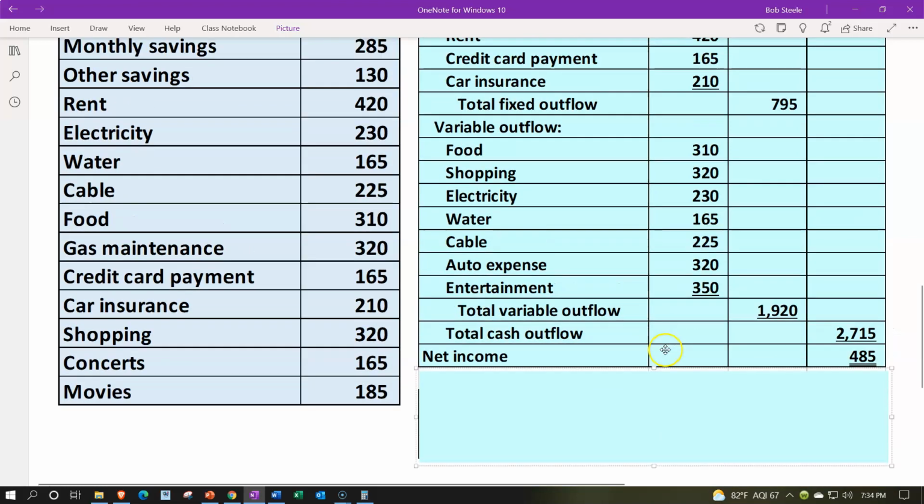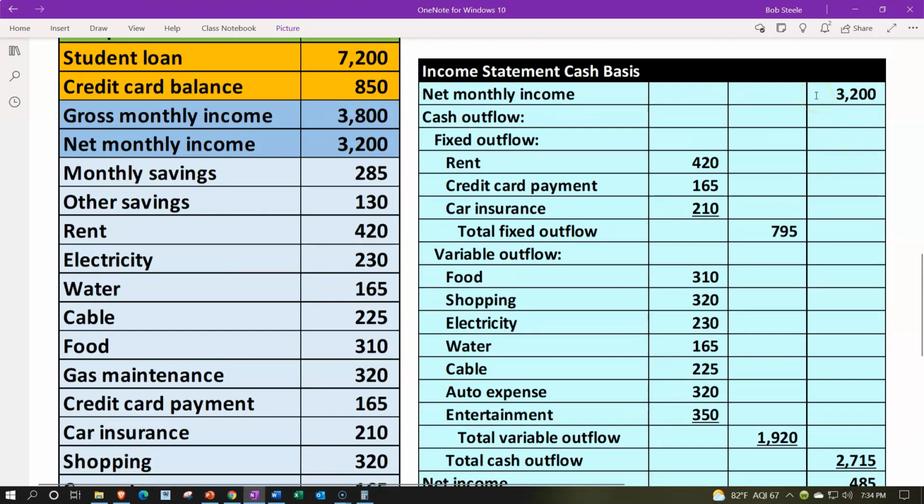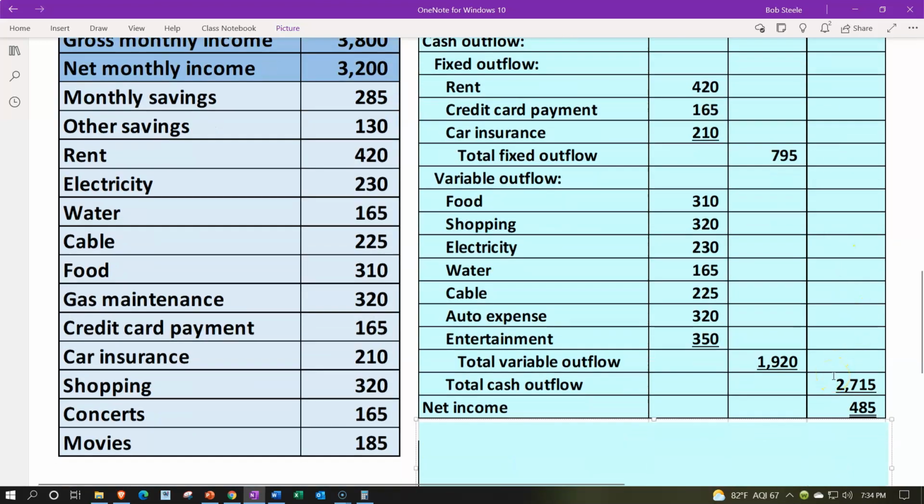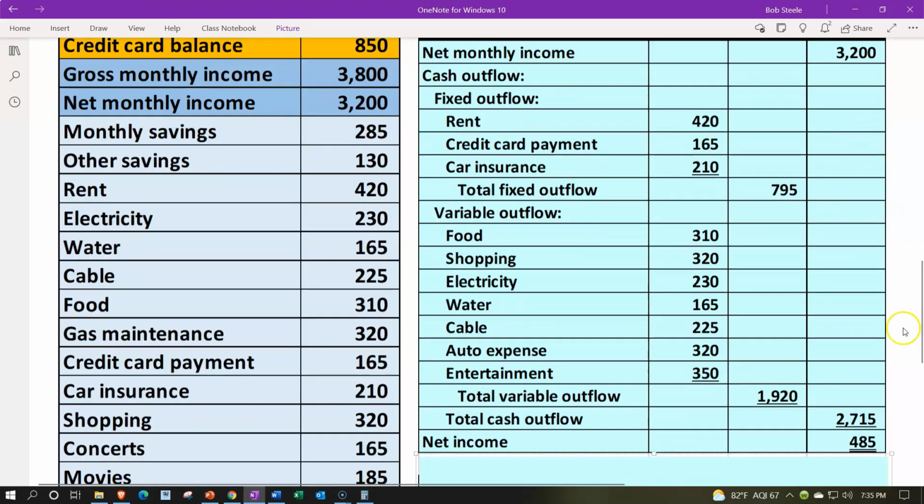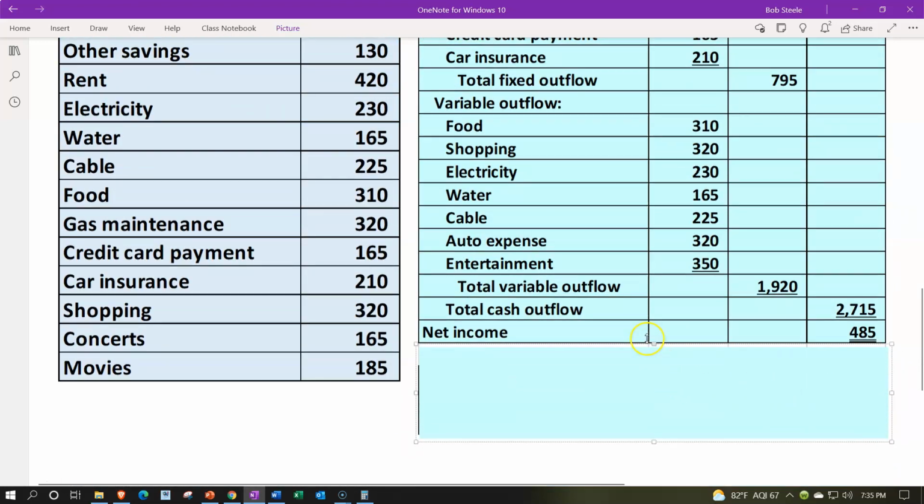Then we can calculate the net income, which would be the 3,200, which was the monthly income, minus the 2,715 total outflows, in essence expenses, to give us the 485. Notice again, we're only doing something in one column at a time. I'm in this column down here, that 485 has something right above it, so I'm not going to be jumping to the left. I'm just going to be staying in this outer column, in this case a subtraction problem in the outer column.